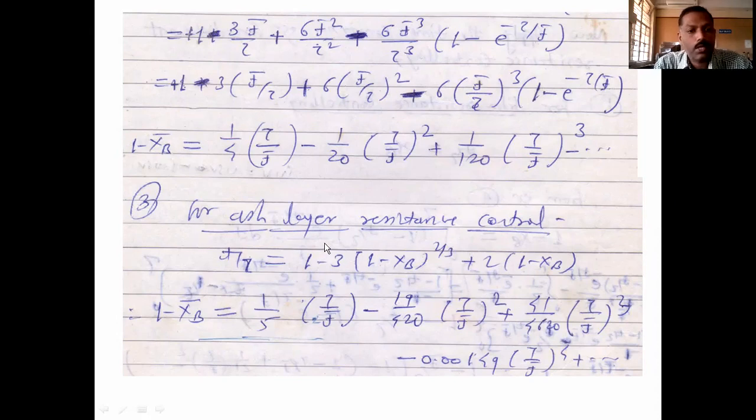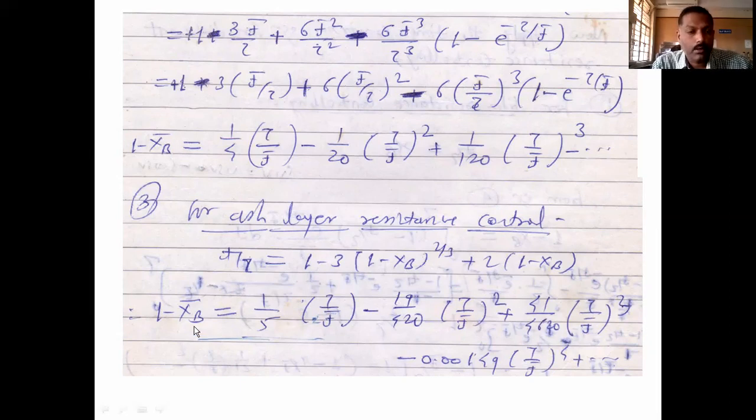Okay, so the third step is ash resistance control. For ash resistance control, the relation between time and conversion for a single particle is T upon tau equal to 1 minus 3 into (1 minus xb) raised to 2 by 3 plus 2 into (1 minus xb). Use this equation in equation A and solve it, and do the integration.